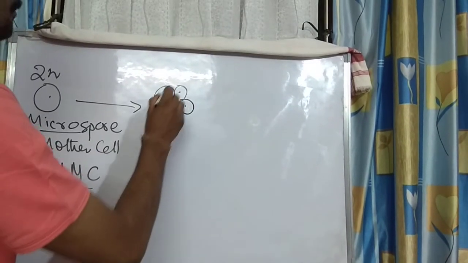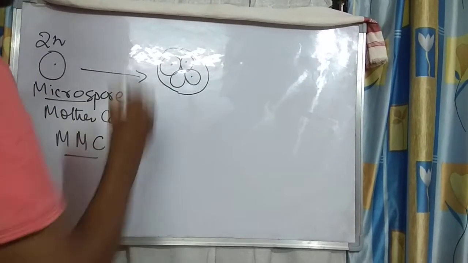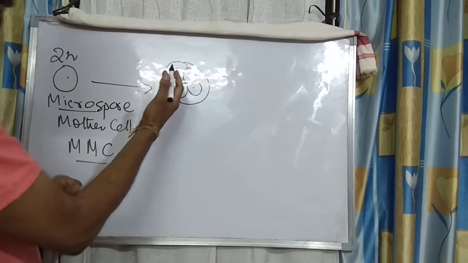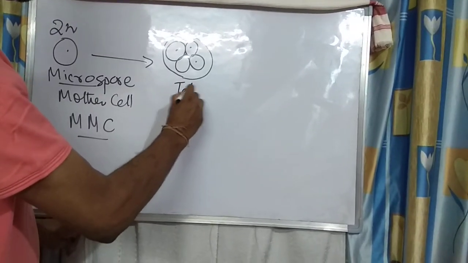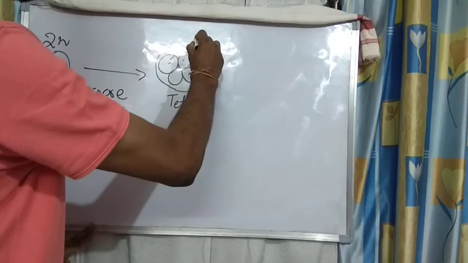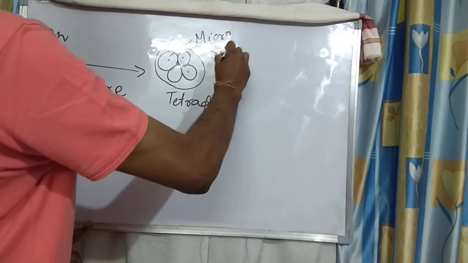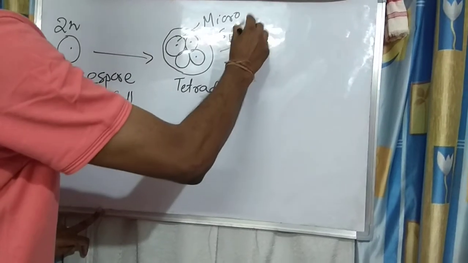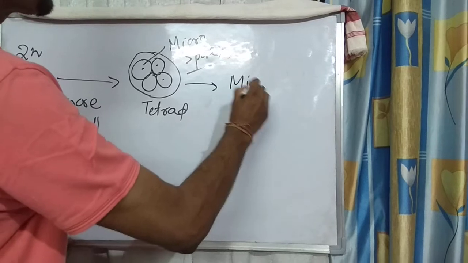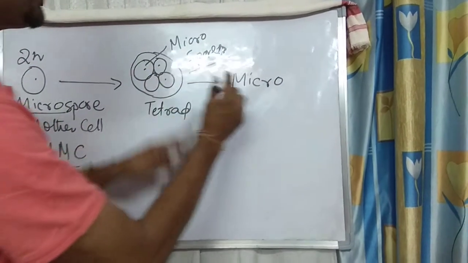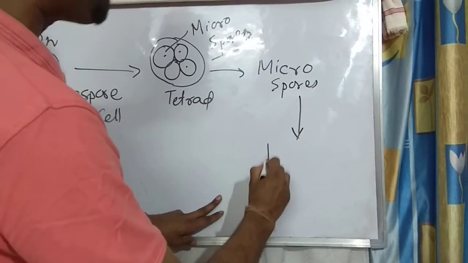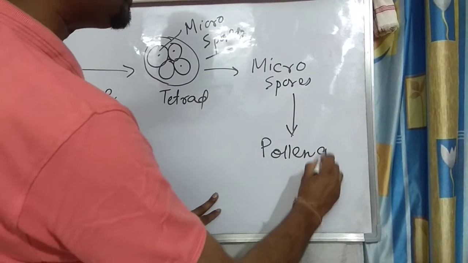Like this. But they remain inside a layer which has fluid. These are called a tetrad, T-E-T-R-A-D. When it dries, these are the microspores. When it dries, the microspores come out, and the identity of the microspores is established. Microspores lead to the formation of pollen grains.